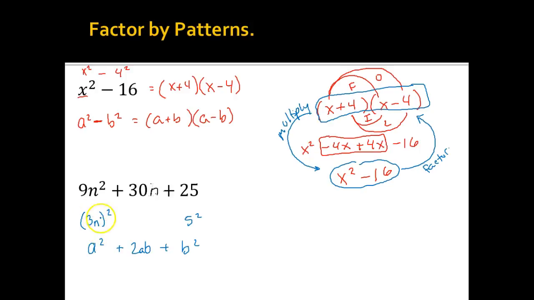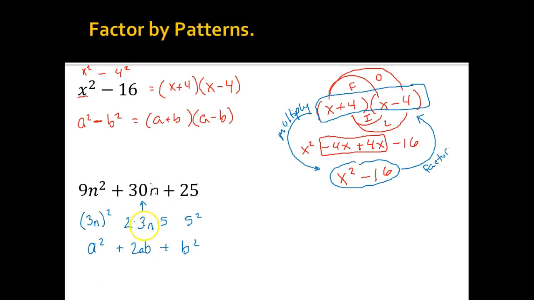The square root of the first term is 3n. The square root of the last term is 5. If we multiply those together, 3n times 5, and then in the formula it says times 2. So 2 times 3 times n times 5. What is that? If that is the middle term, then we are good to go. This is the formula. And in fact, 2 times 3 times 5 is 30n. So we have our numbers, or we just showed our numbers to be fitting into the formula.